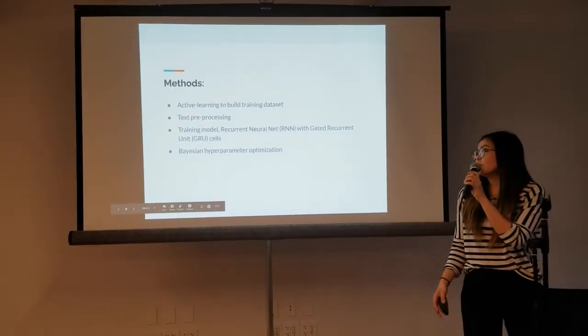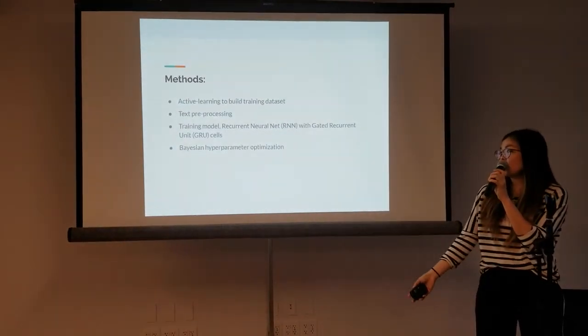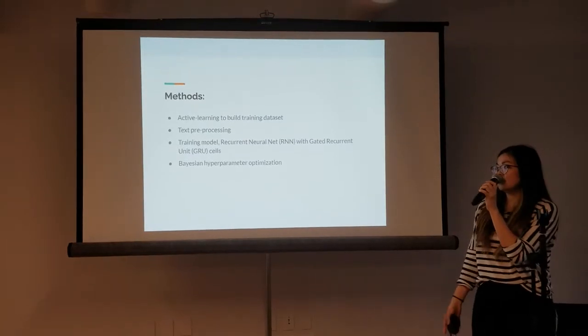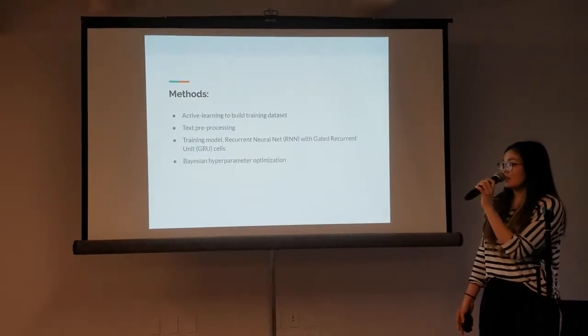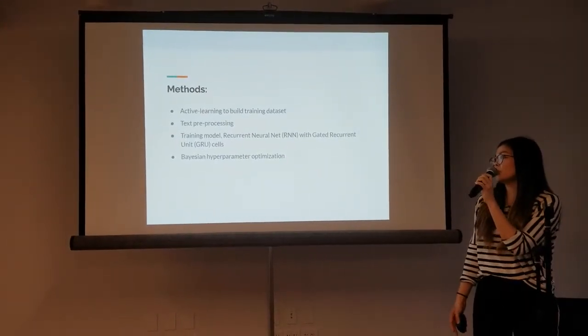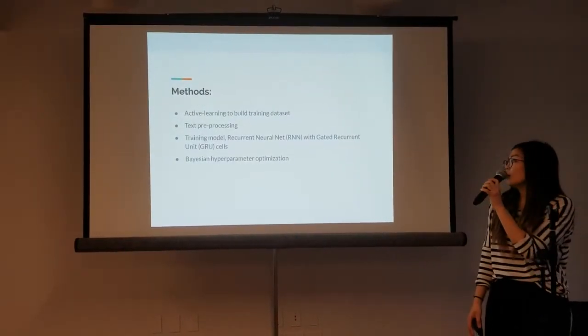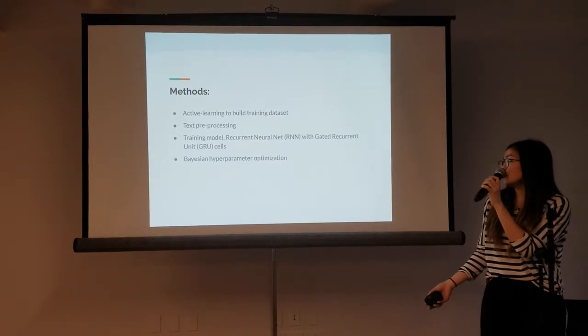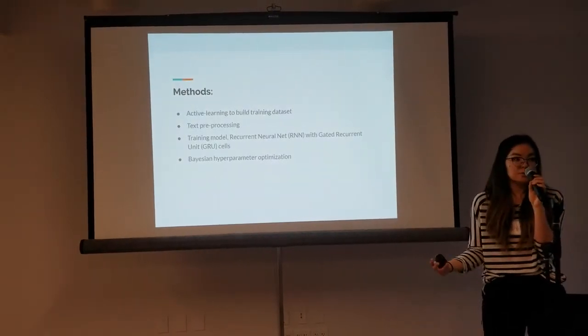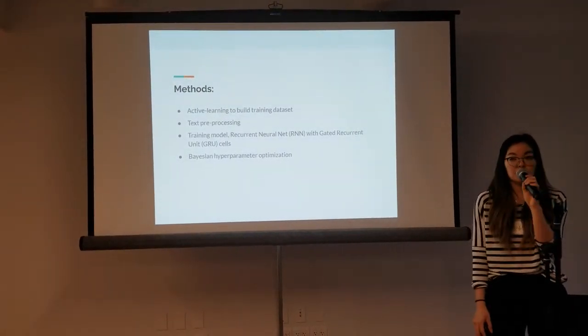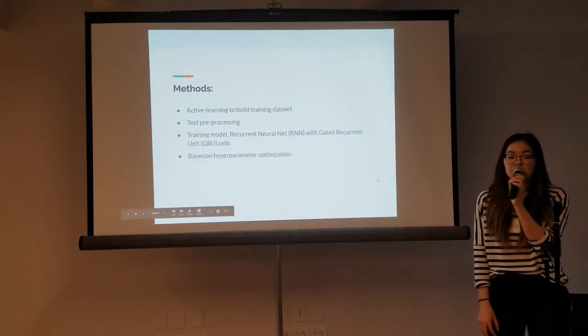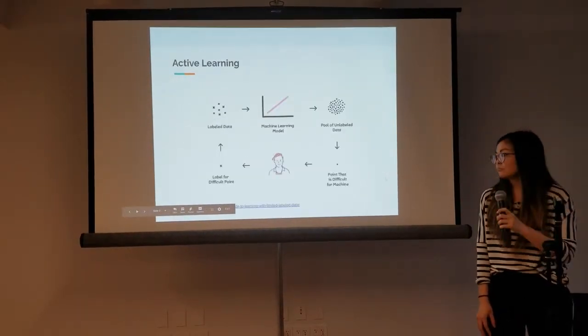So the methods that I used for this project were, I used active learning to build a training data set. I did some text pre-processing. The model that I used was a recurrent neural net, which is commonly used for series data, like text data. And I used gated recurrent unit cells to address the vanishing gradient problem. And I used Bayesian hyperparameter optimization to tune my model.